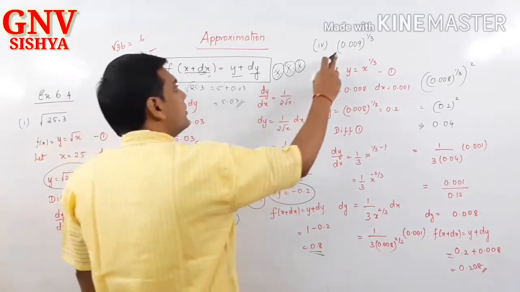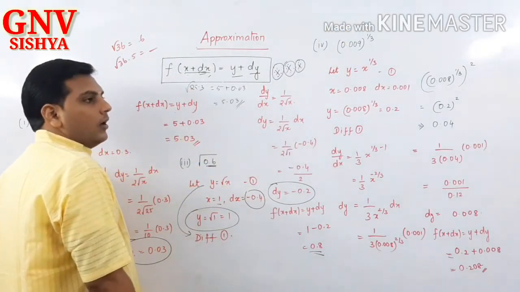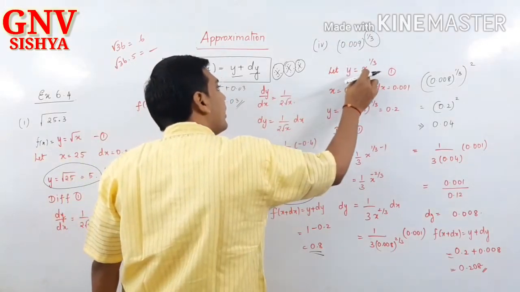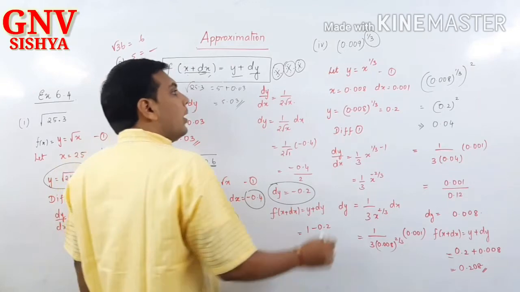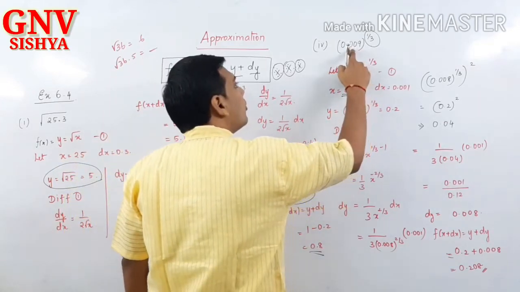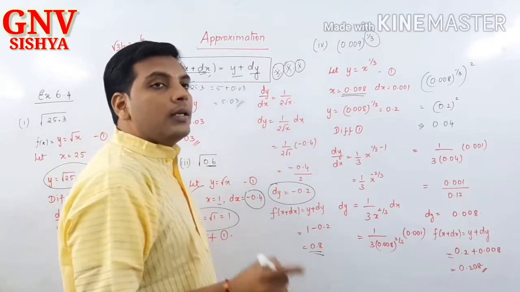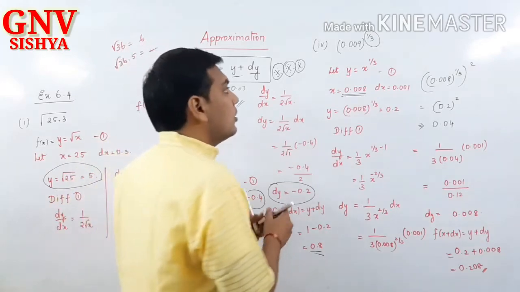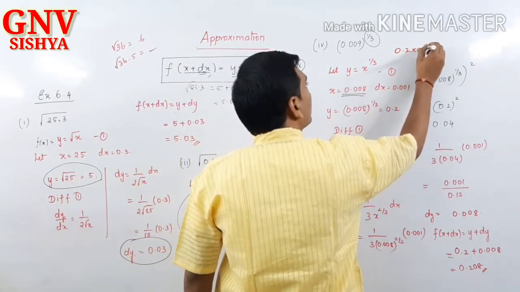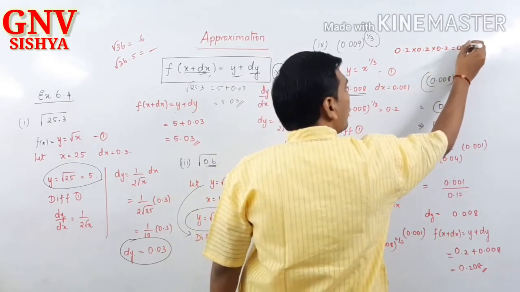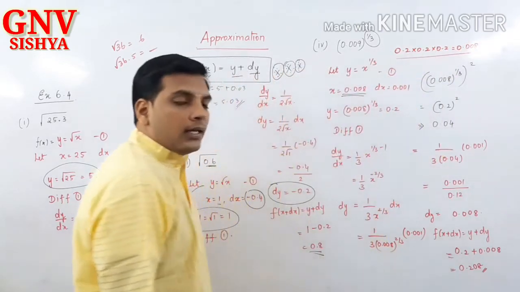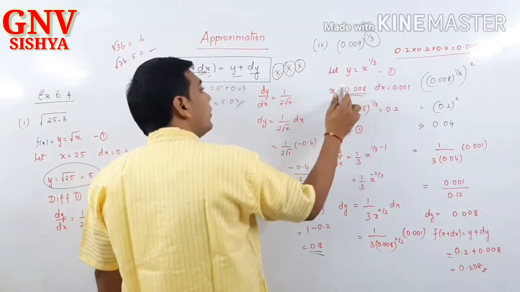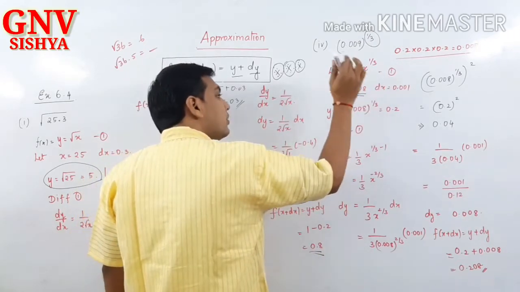Question number 4 is 0.009 whole power 1 by 3. Now since it is 1 by 3, I am considering y is equal to x power 1 by 3. What will be the nearest cube for this number? The nearest cube will be 0.008. Why, sir? Which number, if you multiply 3 times, you will get 0.008? Check. When I multiply 0.2 into 0.2 into 0.2, I will get 0.008. So my x value will be 0.008 and dx will be 0.001.